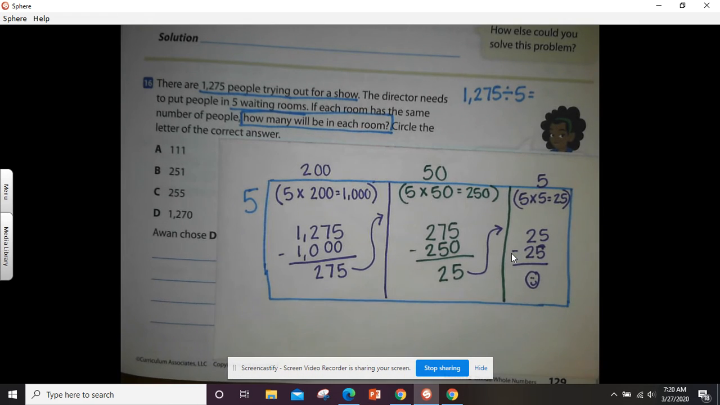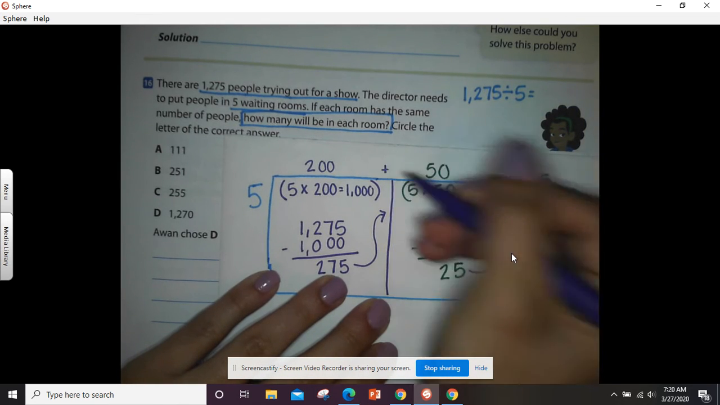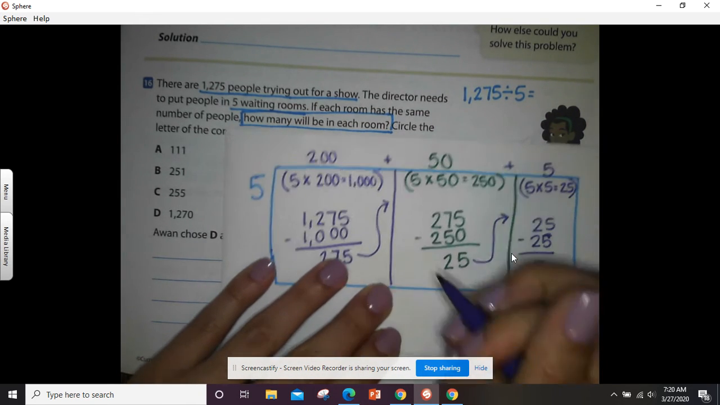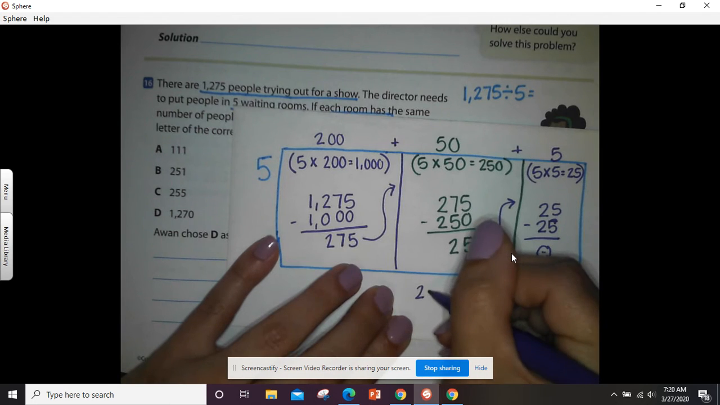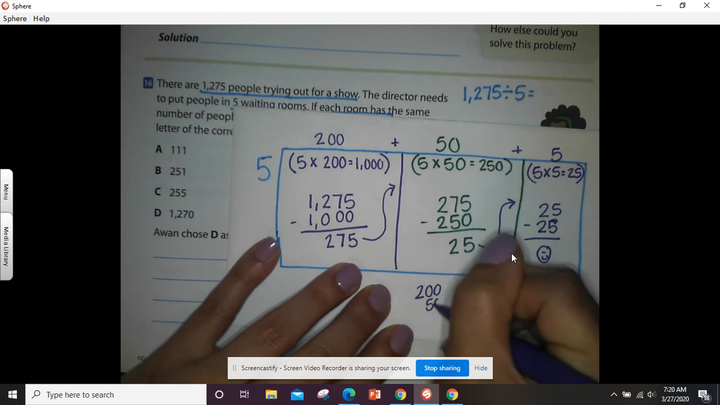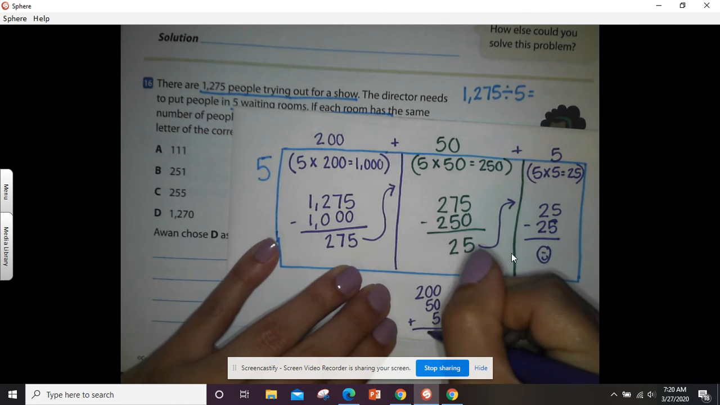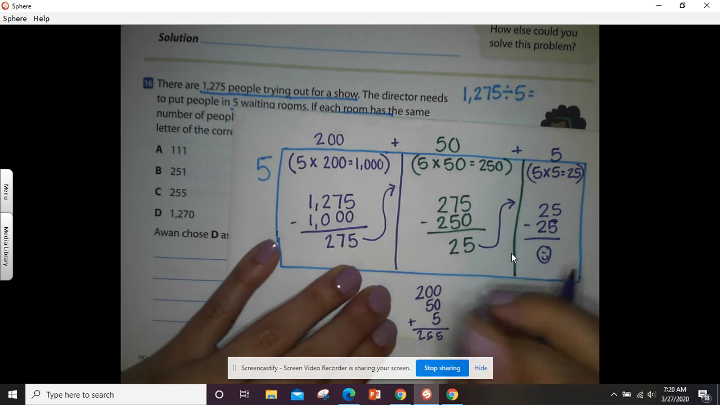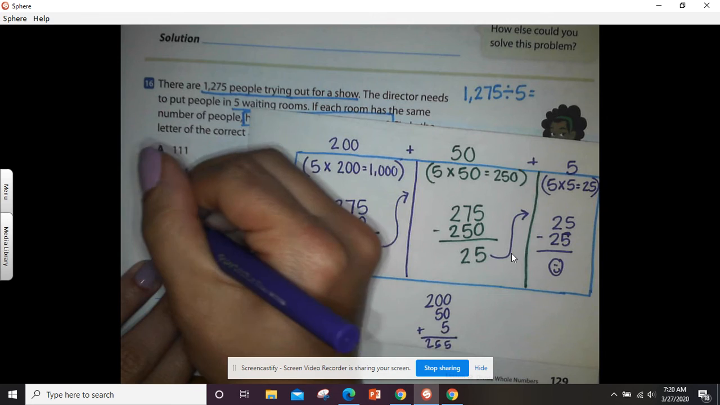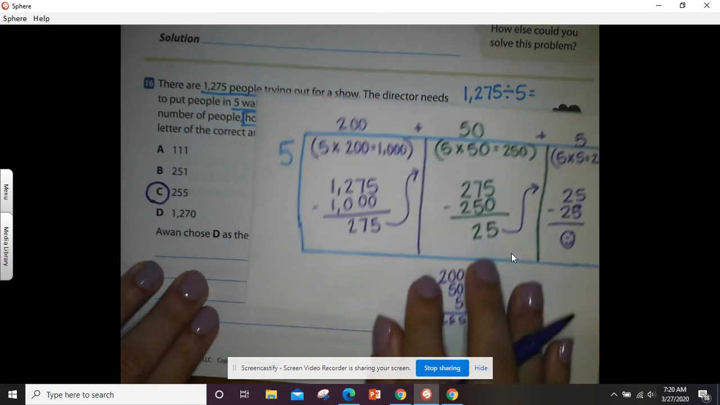Okay, so where am I going to find my answer? In an area model, it's going to be right here on top. So I've got 200 plus 50 plus 5. If I need to, I can go down here. 200 plus 50 plus 5 is going to give me 255, which is option C.